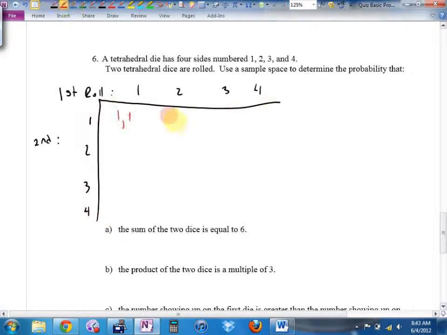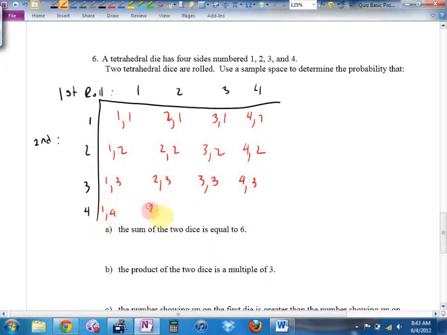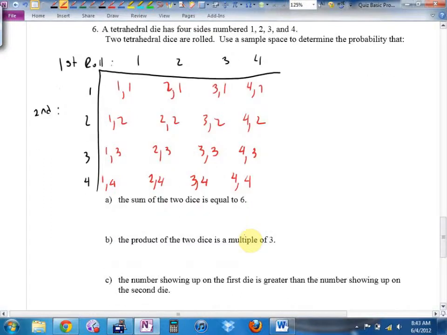1, 1, 2, 1, 3, 1, 4, 1. 1, 2, 2, 2, 3, 2, 4, 2. 1, 3, 2, 3, 3, 3, 4, 3. 1, 4, 2, 4, 3, 4, 4, 4. There's my rolls. How many outcomes are there?